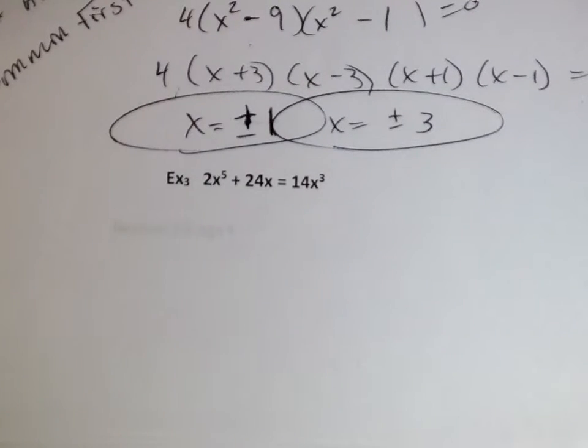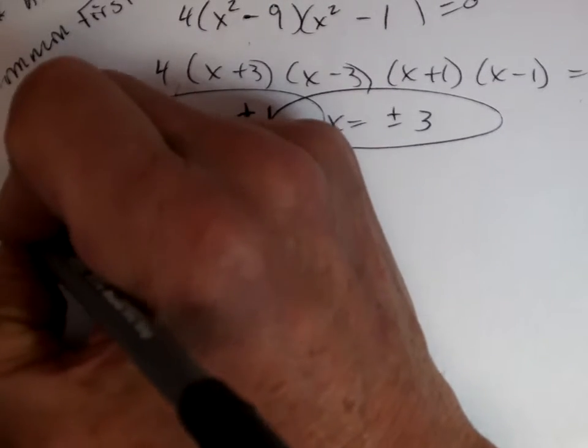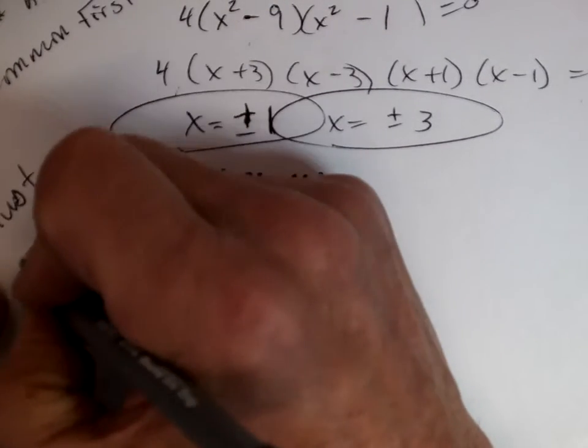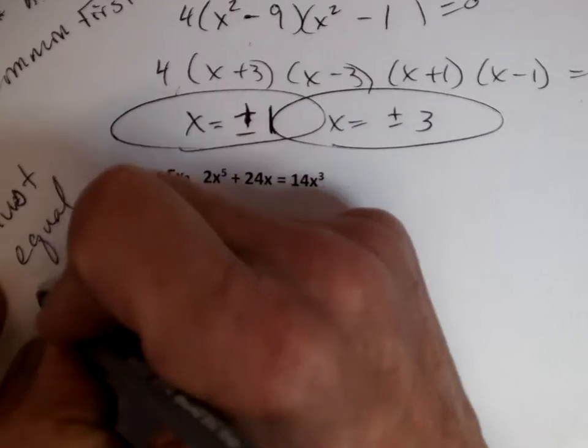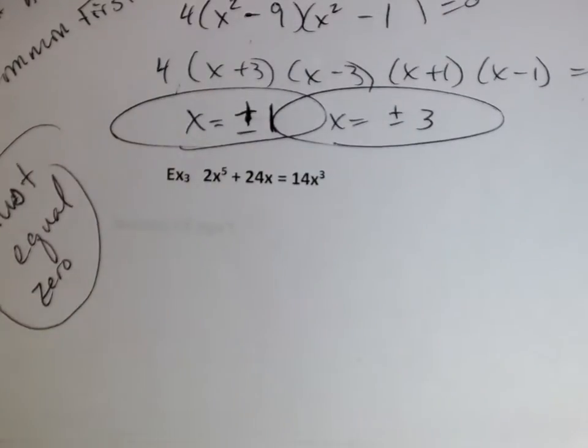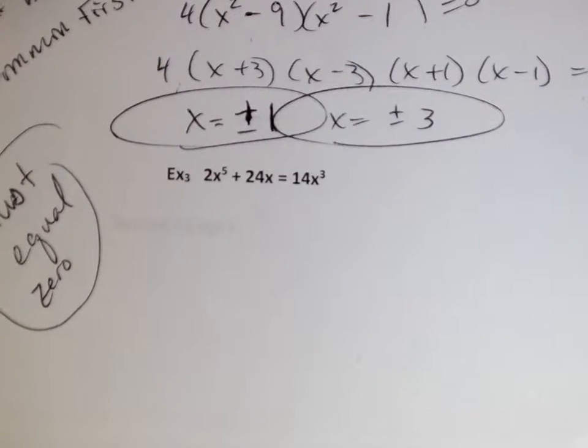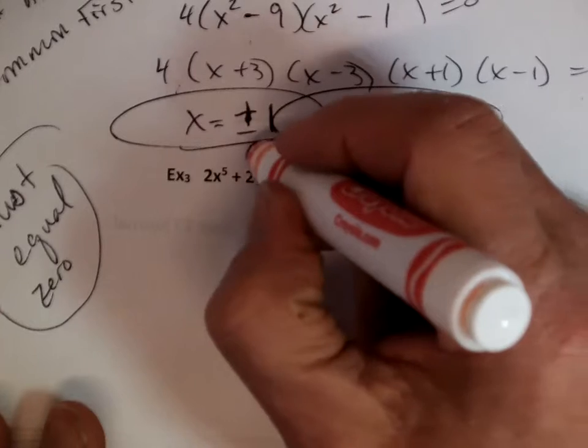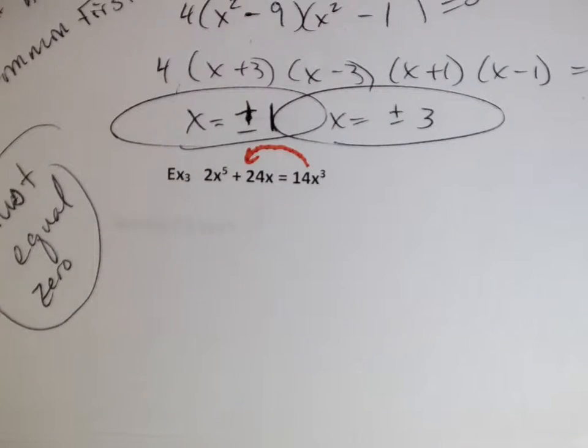How many answers? 5. Now we might get some double roots, some double answers, but let's check it out. First of all, it absolutely has to equal 0. Must equal 0. So I'm going to take this 14x cubed and bring it over. I'm going to put it right in order, okay? So how do I bring it over?